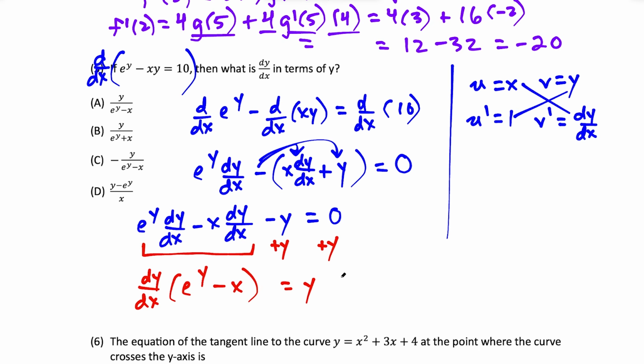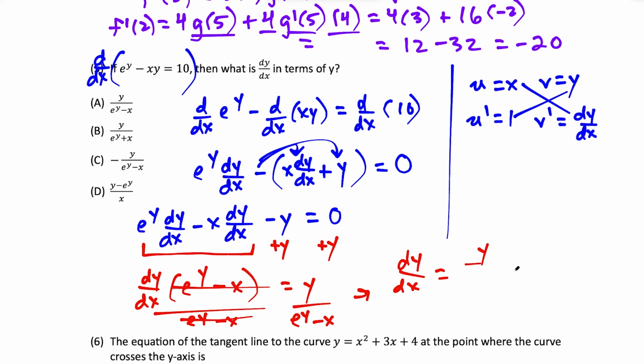So now the next step here, we're just going to divide both sides by e to the y minus x. And now this is going to give us our final answer. So these factors cancel out. And this tells us that dy/dx is equal to y over e to the y minus x. And this is going to match up with choice A.